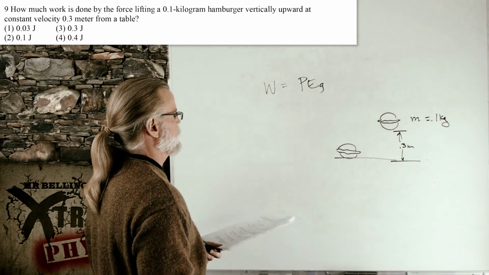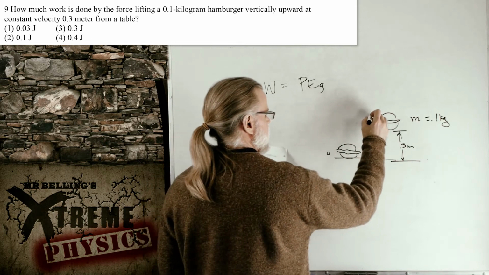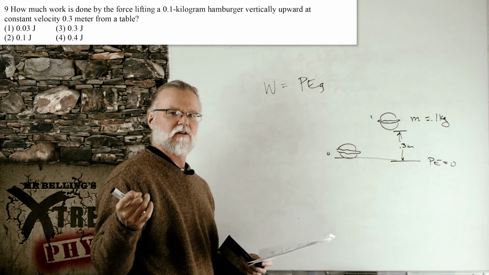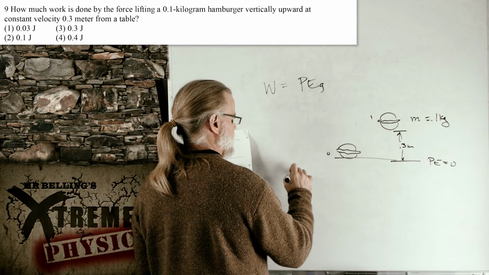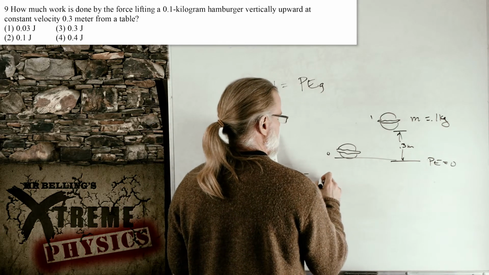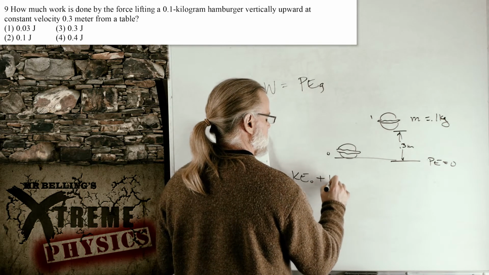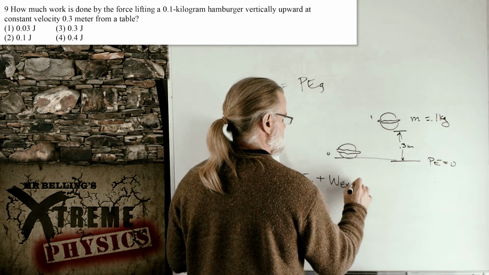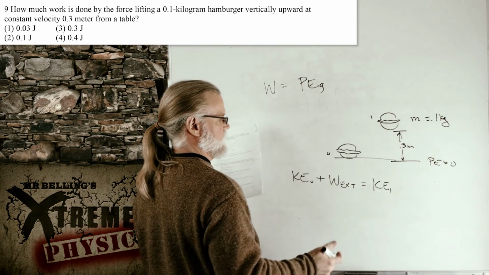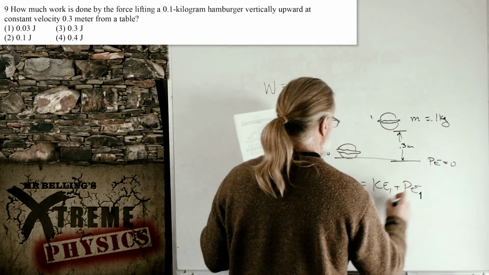All right, we could look at this from the conservation of energy standpoint, and we could say this is 0 and this is 1. Potential energy here is 0 at this height. It doesn't start out with gravitational potential energy. It starts off with kinetic energy, so it's moving at constant velocity. Kinetic energy at 0 plus no gravitational potential energy, plus the work done equals the kinetic energy at 1, but they said it's lifted at constant velocity, so that's going to be the same, plus the potential energy.